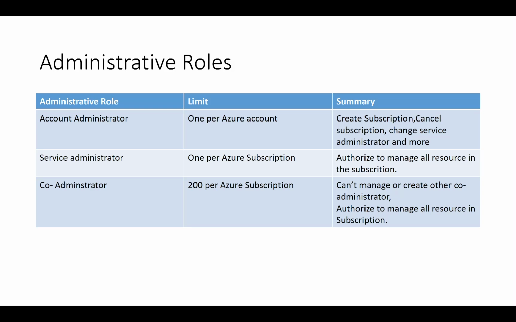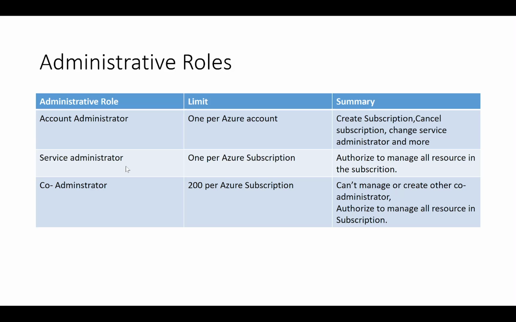Whenever we are talking about administrative roles, we basically have three types of role in the Azure portal. At root level there is the account administrator, at a lower level we have the service administrator, and at the branch level we have the co-administrator. The account administrator can create multiple subscriptions, change a subscription, and delete or cancel a subscription. As per the Azure account, only one user can be account administrator.